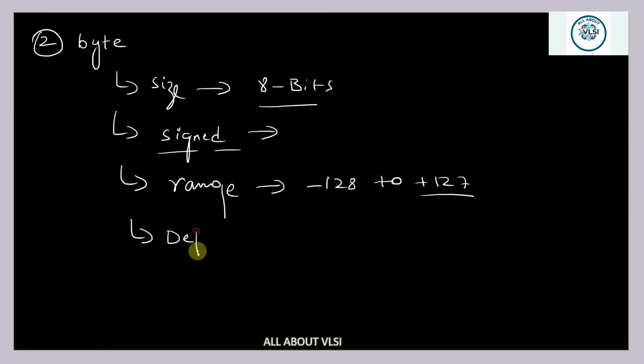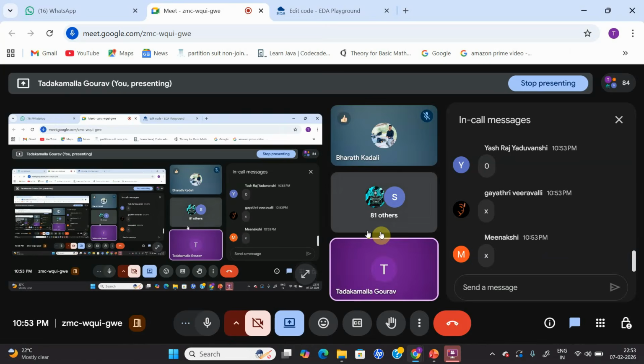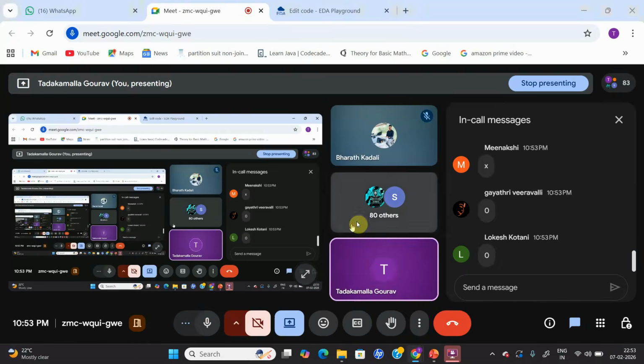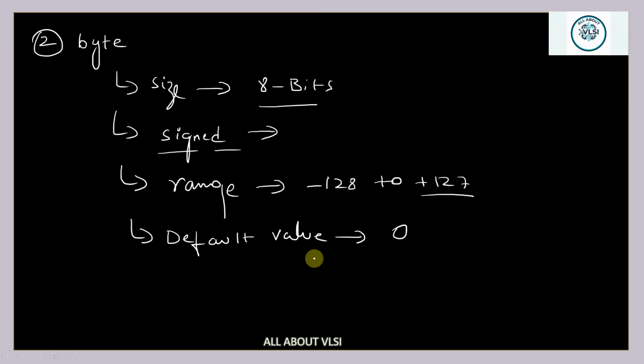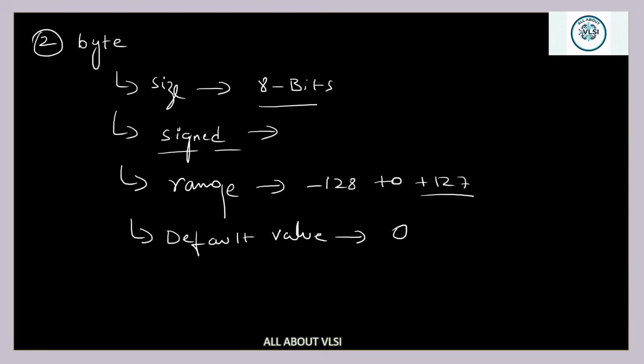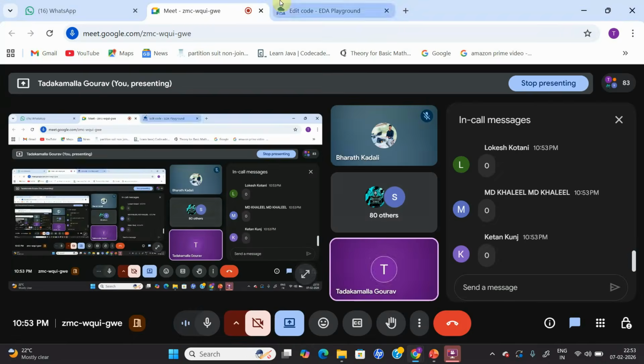Okay. Now, next is default value. What will be the default value over here? So for two-state data types, your default value will be 0 only. So you can remember this. For your two-state data types, your default value will be equal to 0 only. Now let us see our byte.